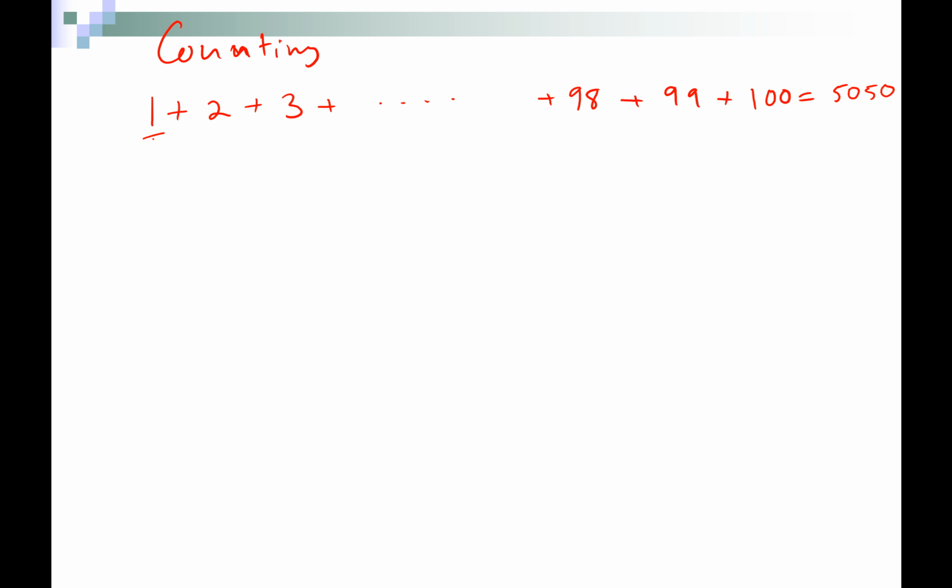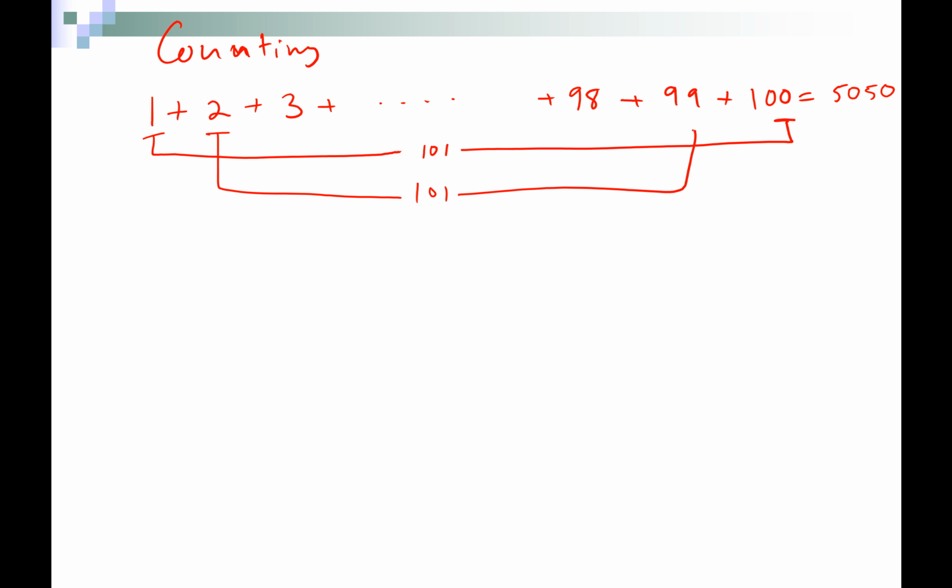What Gauss did is he said, if I take the first and the last numbers and add those together, I get 101. And if I take the second number and the second to last number and I add those together, what do I get? 101.